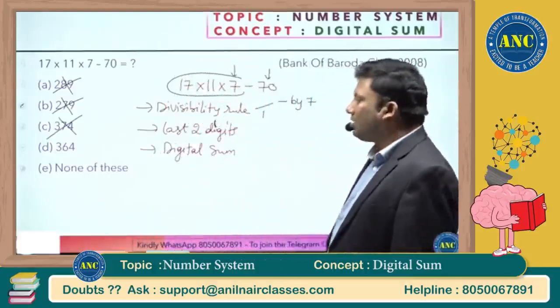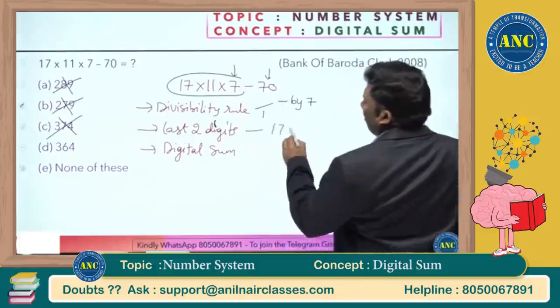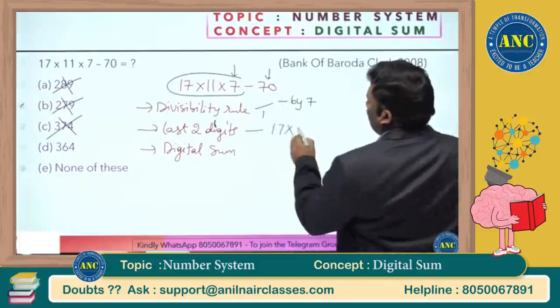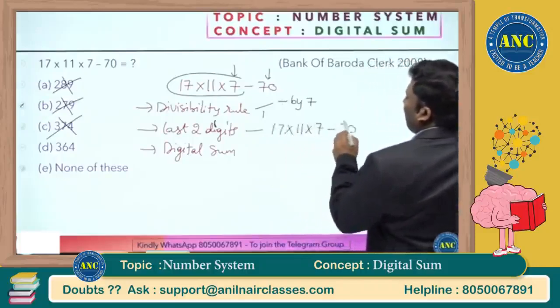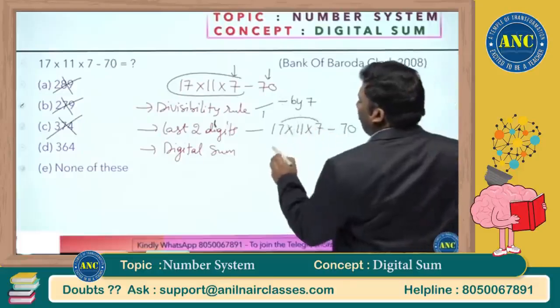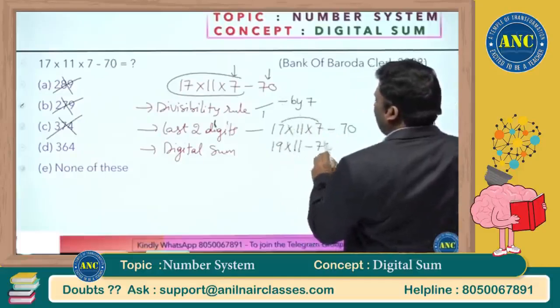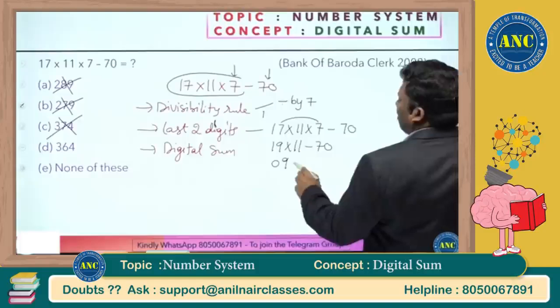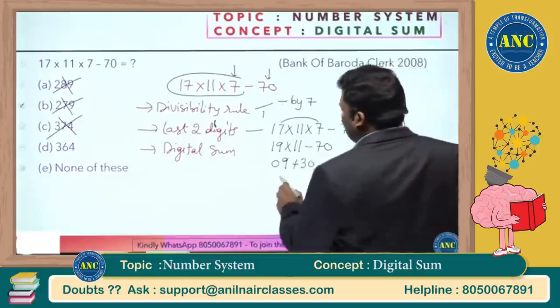There could be another chance. Let us see what are the last two digits. I hope you are all there with me. 17 into 11 into 7 minus 70. 17 7s are 119. 19 into 11 minus 70. It is 209 minus 70. Positive remainder is 30.